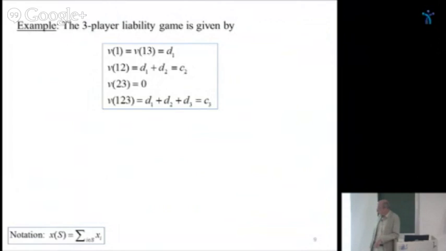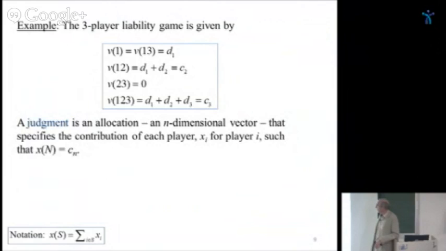One, two, four, you stop. One, two, four, yes. Yes, exactly.